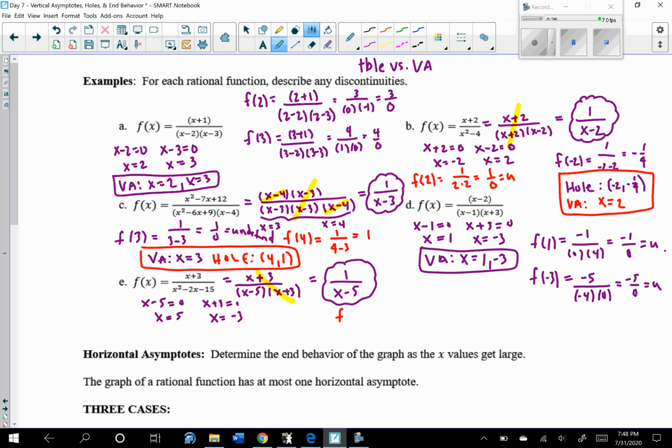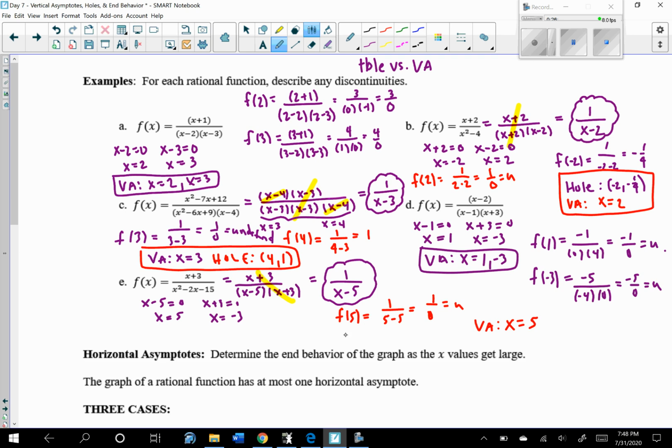So f of 5, when I plug it in, I get 1 over 5 minus 5, which is 1 over 0, which is undefined. So we can't have that, so we know that that is going to be a vertical asymptote at x equals 5.